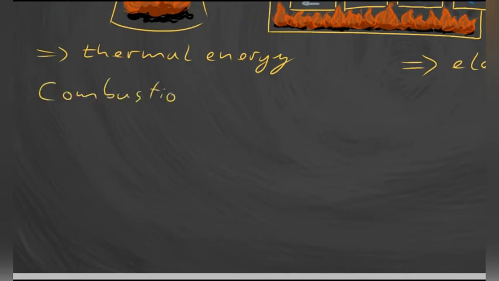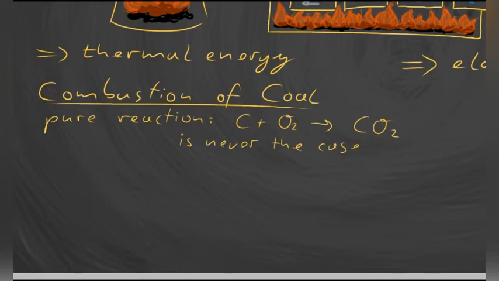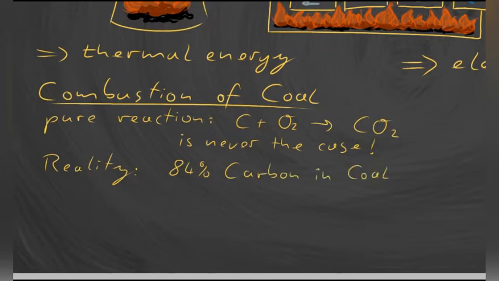So the combustion of coal is a very exothermic reaction that releases lots of thermal energy, which is great for use in power plants to heat the water to produce steam. The simple equation for the reaction is carbon and oxygen reacting together to then form carbon dioxide. However, in reality, coal is not simply pure carbon, although it does have a very large proportion of it, typically around 84.4%, assuming a dry, ash-free basis.